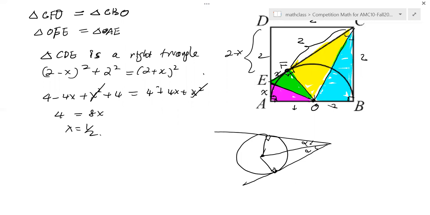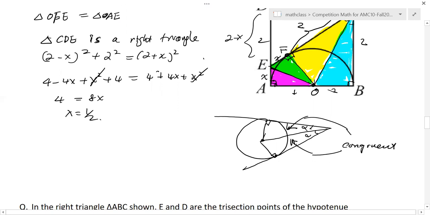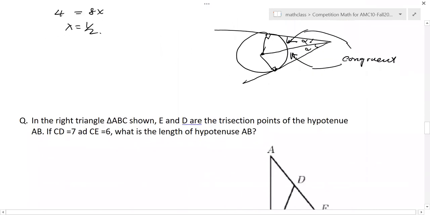If you have two tangent lines to the circle starting from the same point, you have two tangent points, and by the symmetry, those two triangles must be congruent. This is a property we use here, basically. All right, so move on.